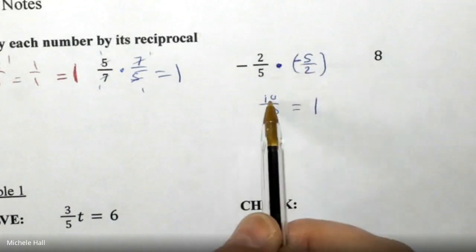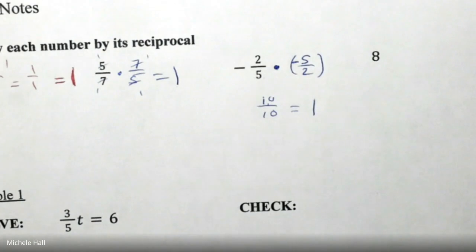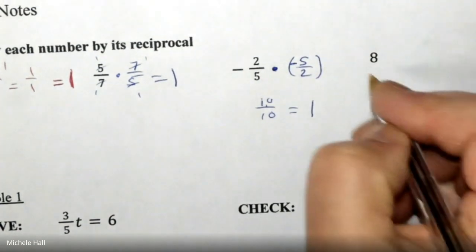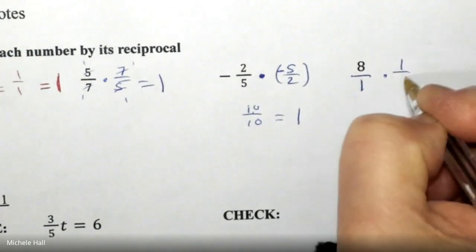-2 times -5 is +10. 5 times 2 is 10. So you can do it either way. What's the reciprocal of 8? I'm supposed to flip it. Very good. If I make 8 a fraction, that means I can do times 1/8.